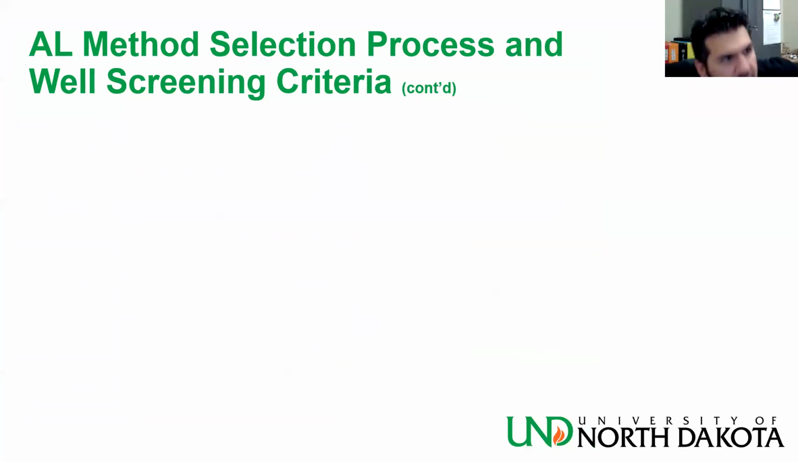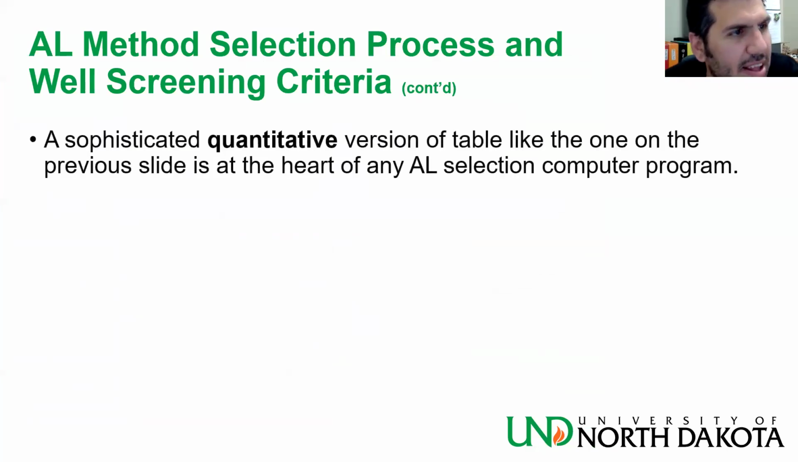AL selection process and well screening criteria. A sophisticated quantitative version of a table like the one on the previous slide is at the heart of any AL selection process. Any computer program, if you use the most modern version with artificial intelligence and/or a surrogate model, or you go back to the 80s and see what they were doing, and they were doing some excellent work back in the 80s, they all have a table. They are all operating based on a table like the one I described in that slide.